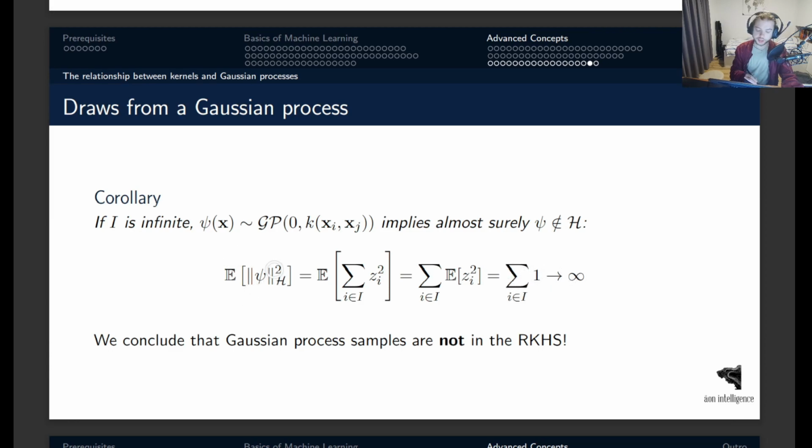So on expectation, the squared magnitude of a random draw from a Gaussian process is not bounded. And if we were to allow such elements to exist in the reproducing kernel Hilbert space, we wouldn't have a proper inner product on that space. Therefore, we must conclude that Gaussian process samples are not in the RKHS. Let that settle. The RKHS is the space of all possible posterior mean functions of Gaussian processes. But the draws, which might deviate from that expectation, are themselves not elements of the reproducing kernel Hilbert space. Not generally, at least.